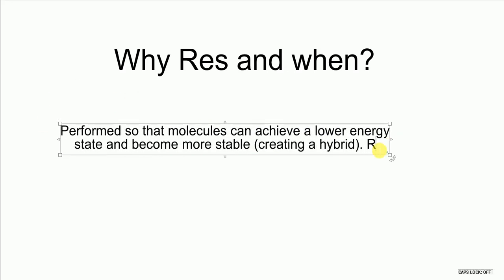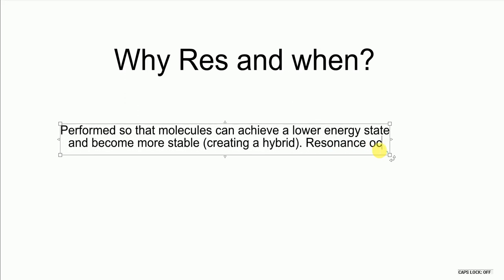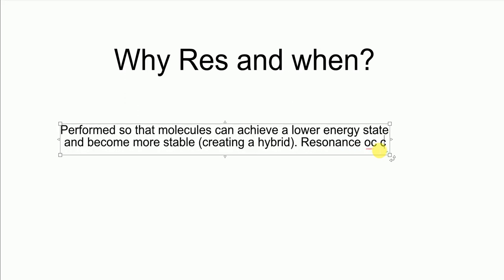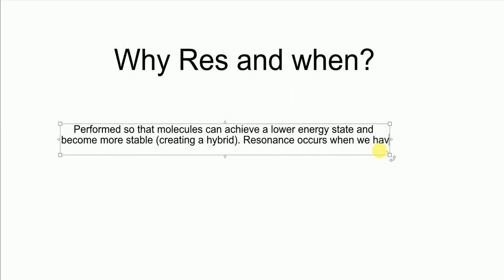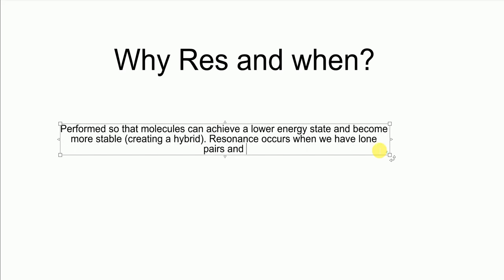And resonance occurs when we have lone pairs and pi bonds. So pi bonds are double bonds. So when we have lone pairs and pi bonds and, ideally, a charge, a positive charge or a negative charge, those charges or the bonds or lone pairs can move around and they can flow across the molecule. So it only occurs when we have the pi bonds and lone pairs because they allow the electrons to move around.